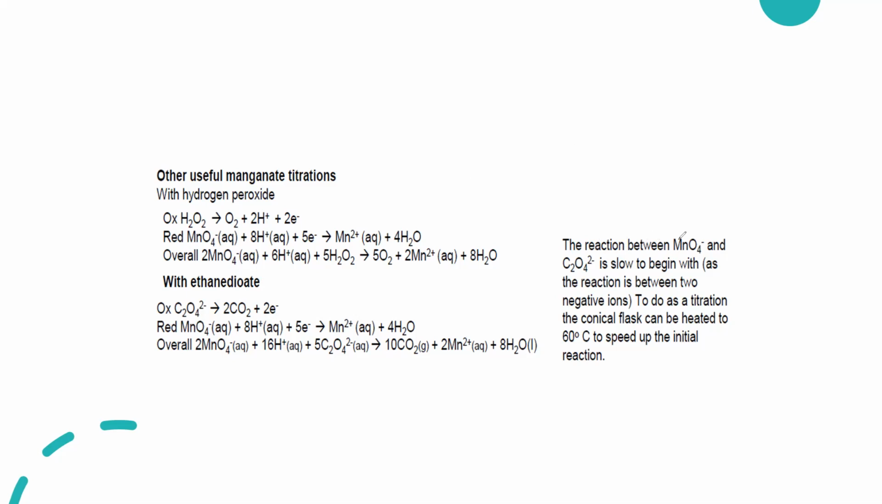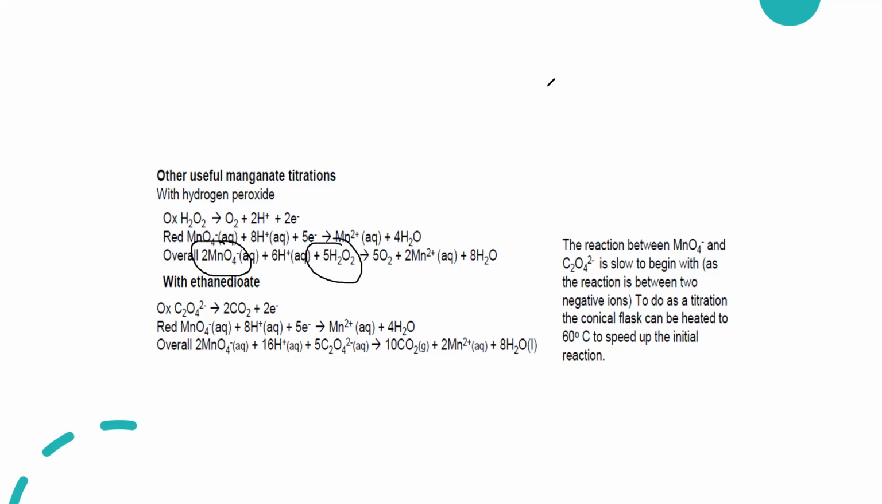But what happened? The reaction between the manganate ion and ethane dioate ion is very slow in the beginning. So we have to heat it. We have to supply heat energy, around 60 degrees, to speed up this reaction. But what is the reason why the reaction is slow in the beginning? Because you can clearly see here the negative ion is colliding with the neutral molecule.